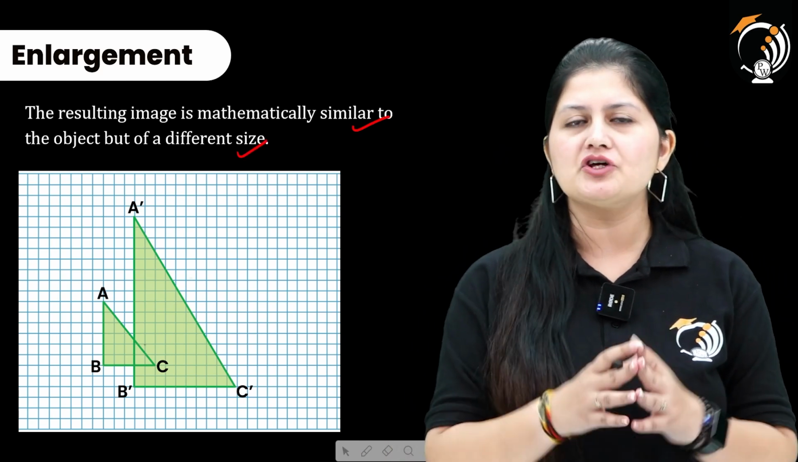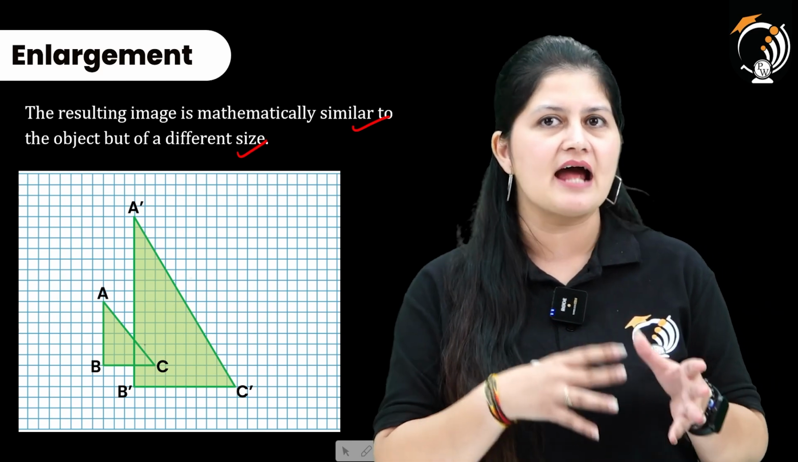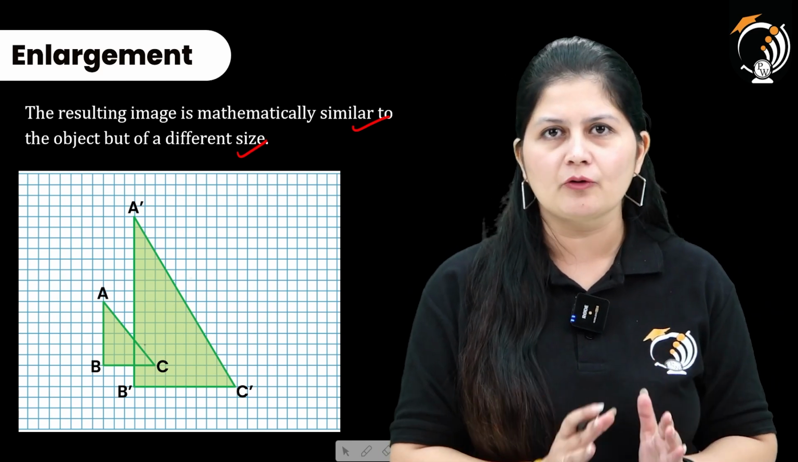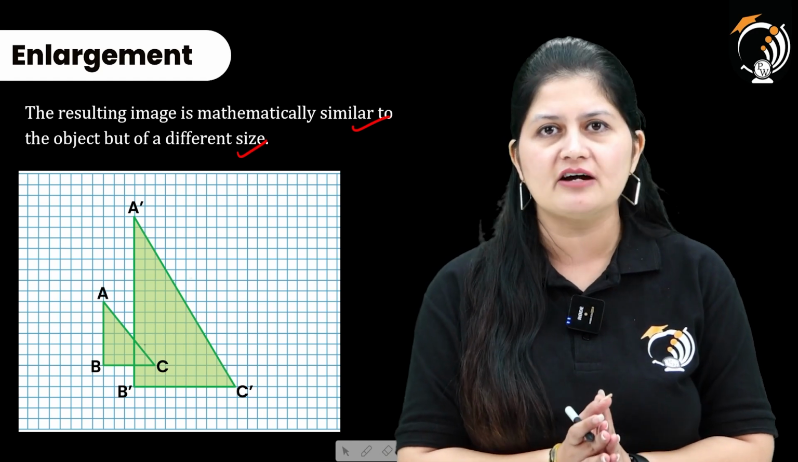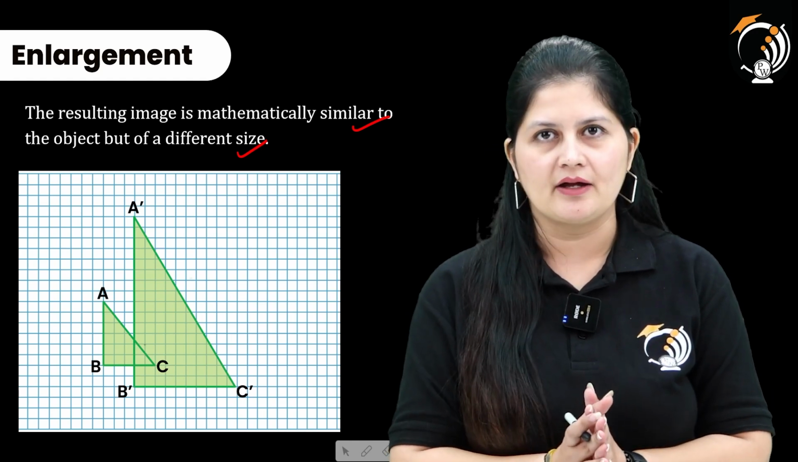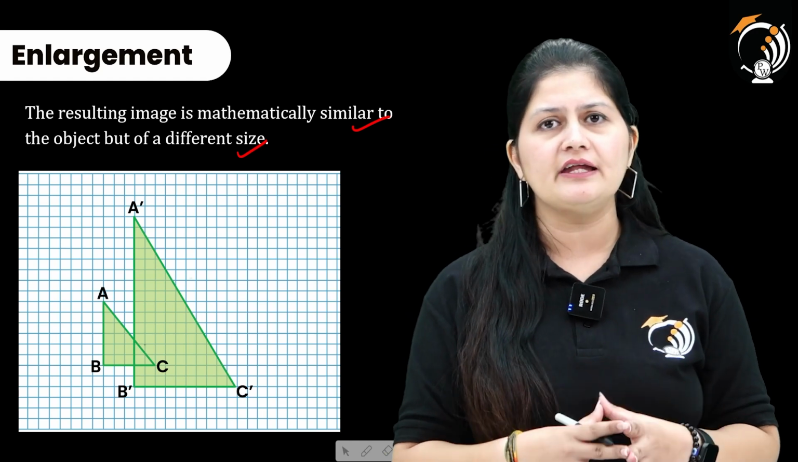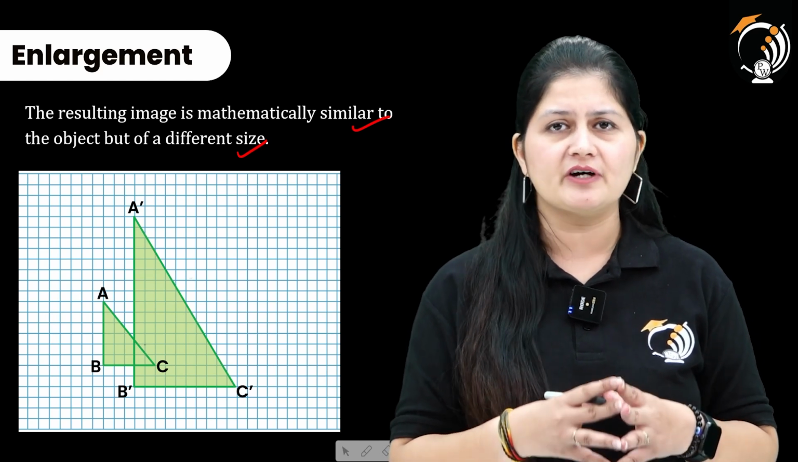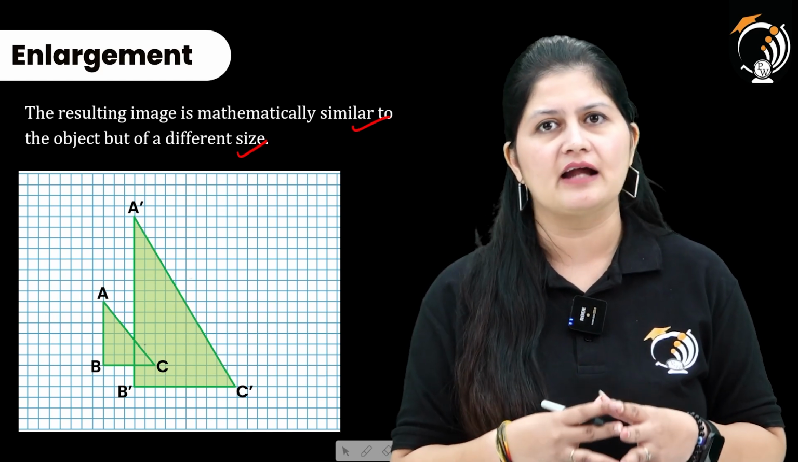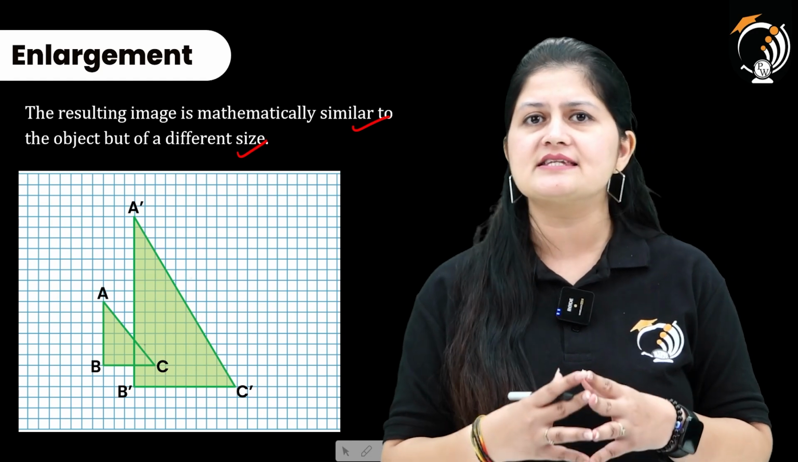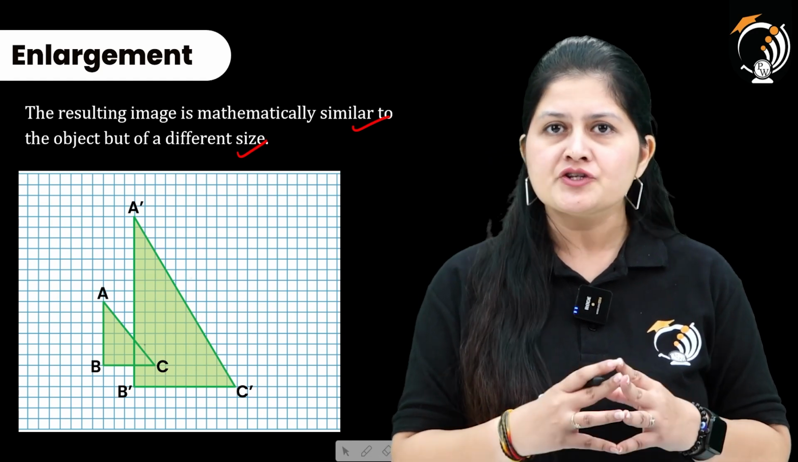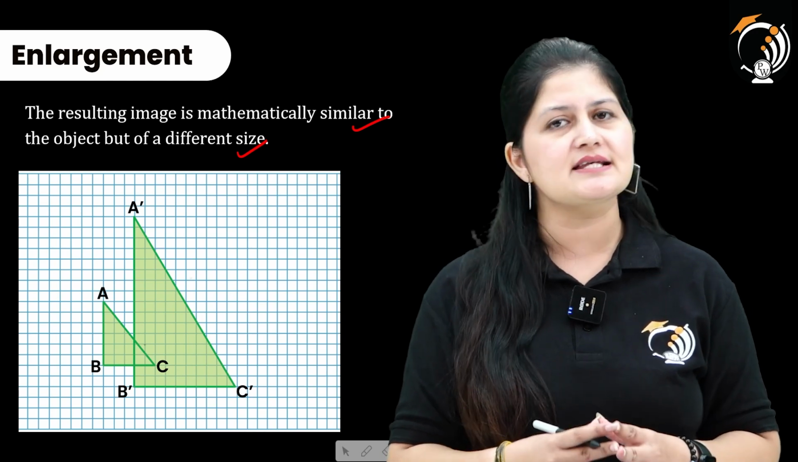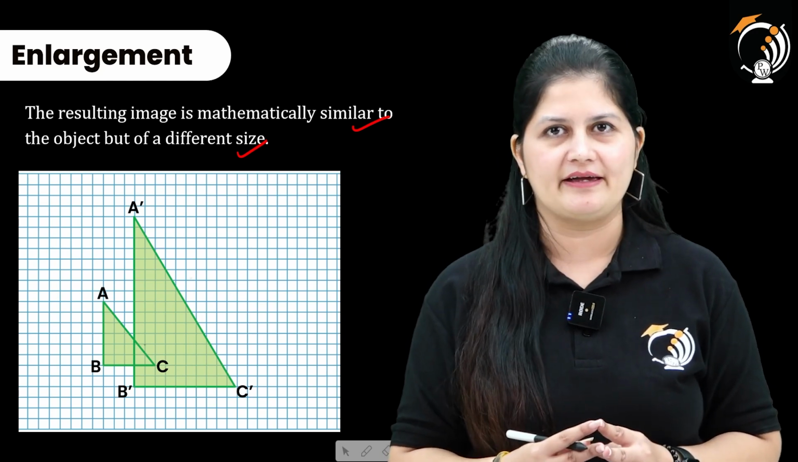If we talk about the shape of the initial image and the resulting image, they are going to be the same shapes, and the only difference that we are going to observe is the enlargement happening. When we are learning enlargement, there are two things that we need to know: what is the center of enlargement and what is the scale factor of enlargement. So let's try to find out the center of enlargement as well as the scale factor in the given diagram.